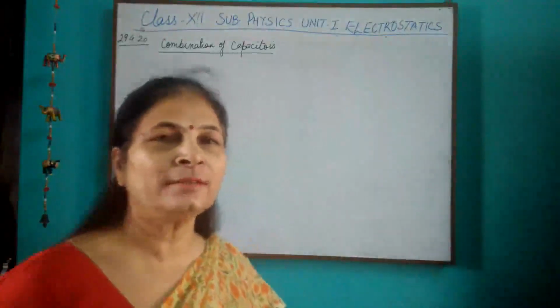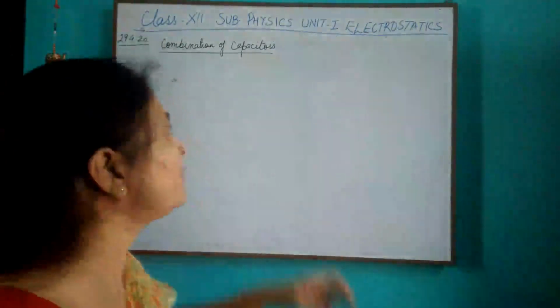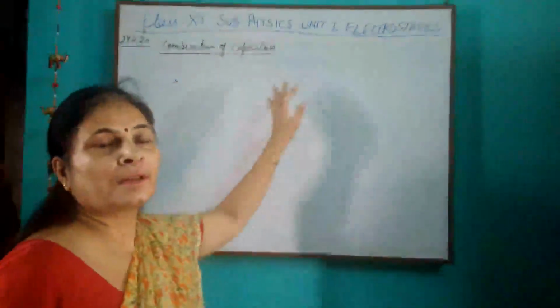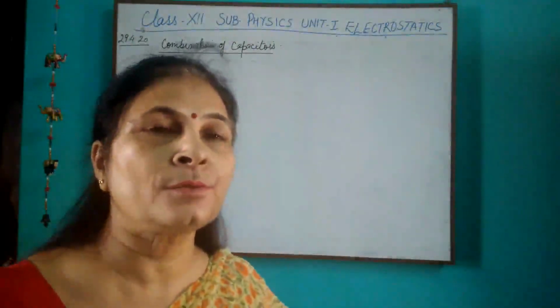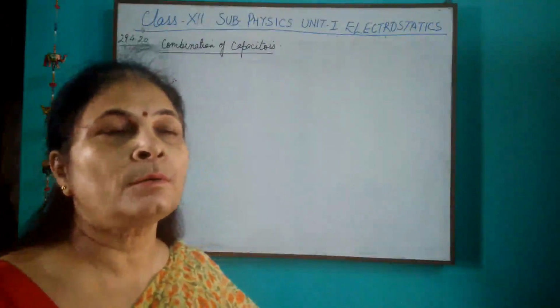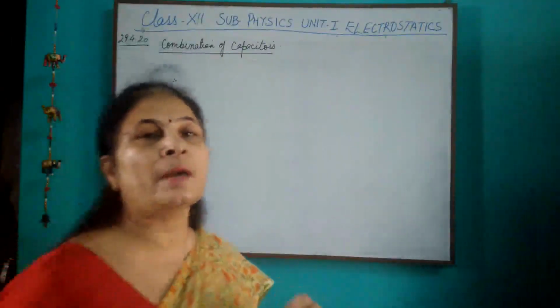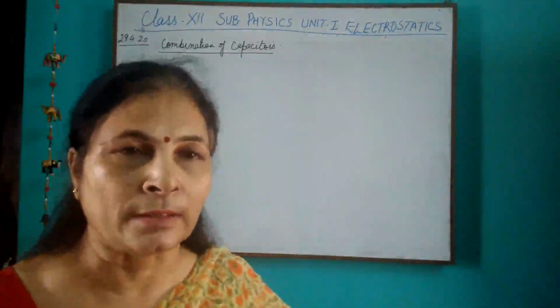Good afternoon, children. Now today we'll talk about combination of capacitors. We have already talked about a capacitor. It is a device to store electric charge. We have also talked about how the capacitance of a parallel plate capacitor can be mathematically calculated.